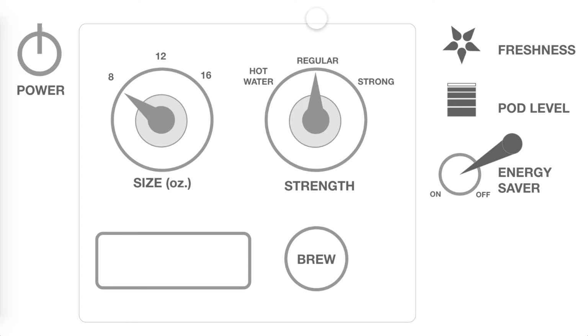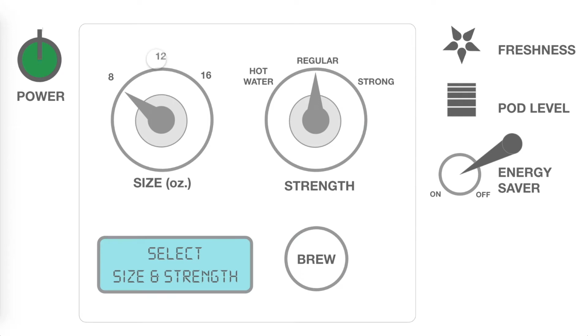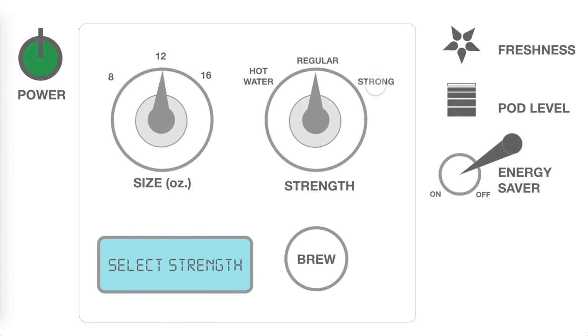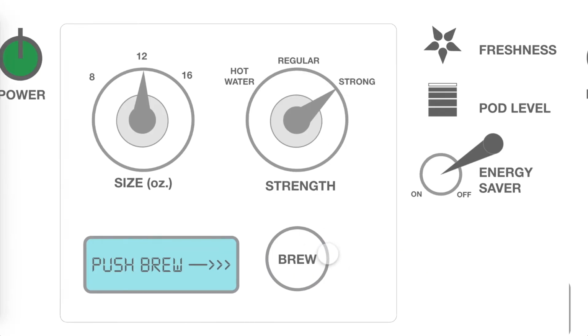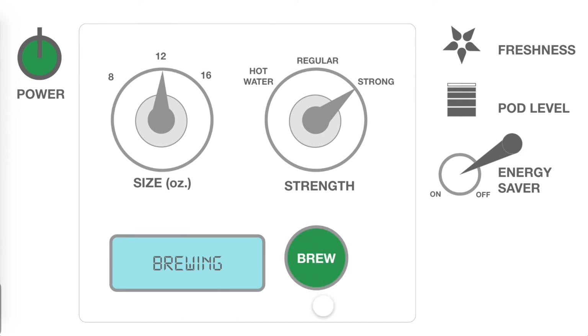Tina's prototype interface includes knobs that allow the user to select size and brew strength, and a simple digital interface that allows the user to see the status of their beverage and directs them to complete their next task in order to make the beverage.